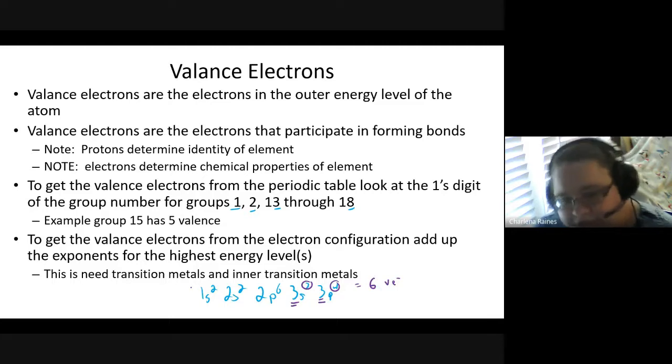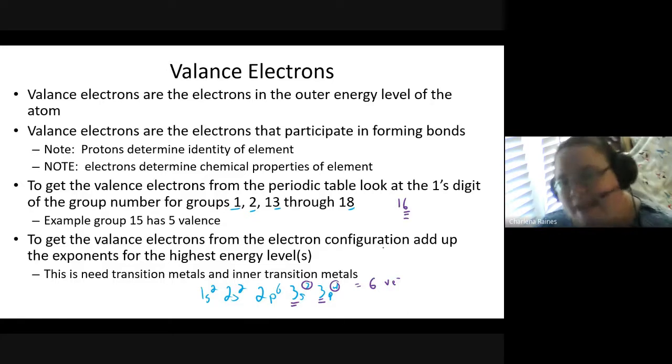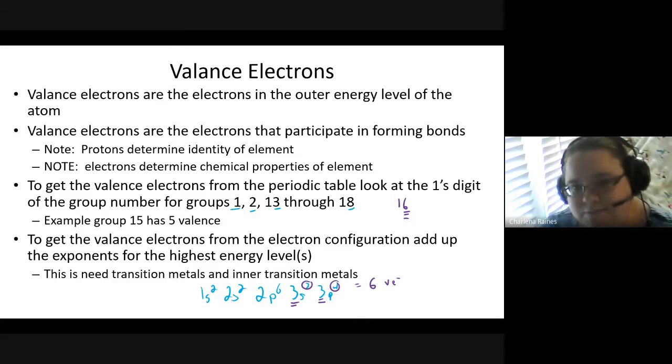Well, I could double check by checking the element. This is element number 16. It is sulfur, and elements in the oxygen family in group 16 have 6 valence electrons. So my electron configuration and my periodic table both agree. That means I'm definitely correct.